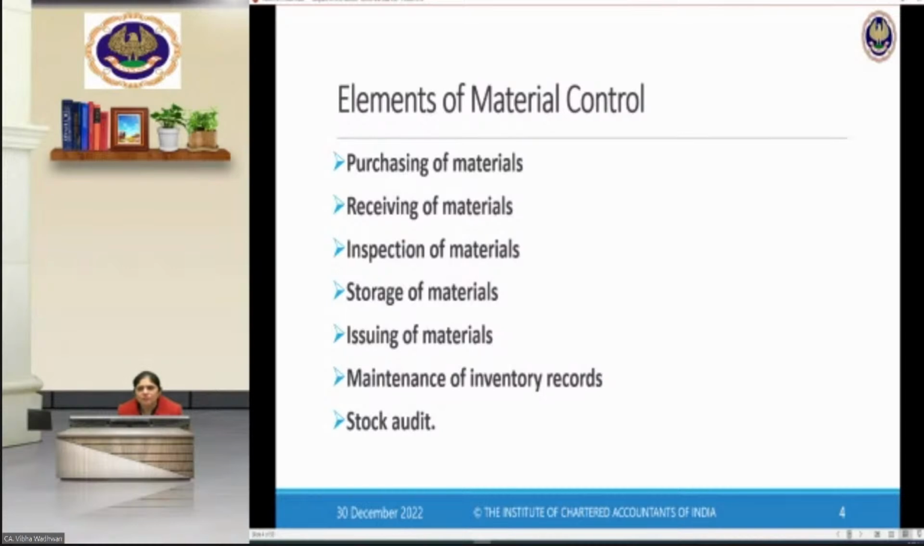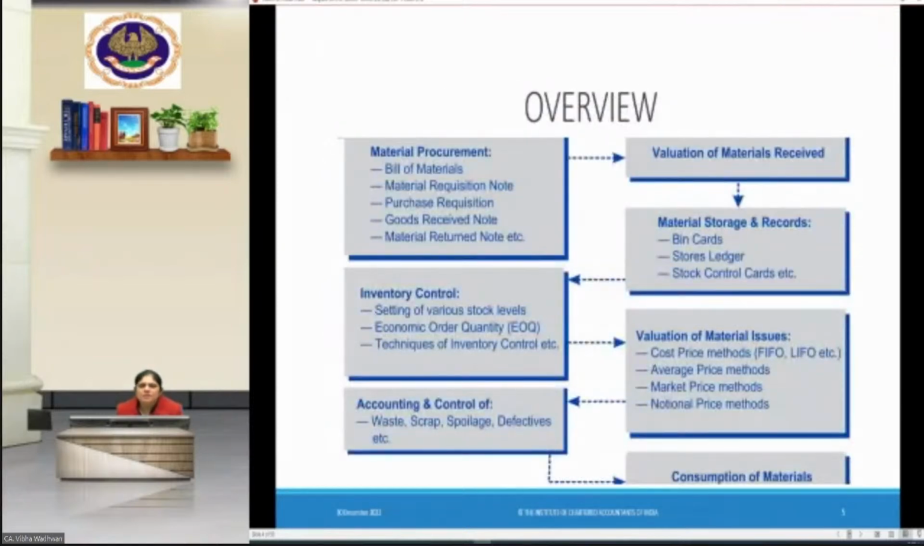Issuing material for production: the store department issues the material for production. Maintenance of inventory records, of course. Nothing can happen without maintenance of records. A whole lot of inventory records are maintained to have a smooth flow of materials, and there should not be any hindrance at any stage of material handling. And of stock audit, there is always a stock audit which goes on. So this is basically the overview of how everything works.